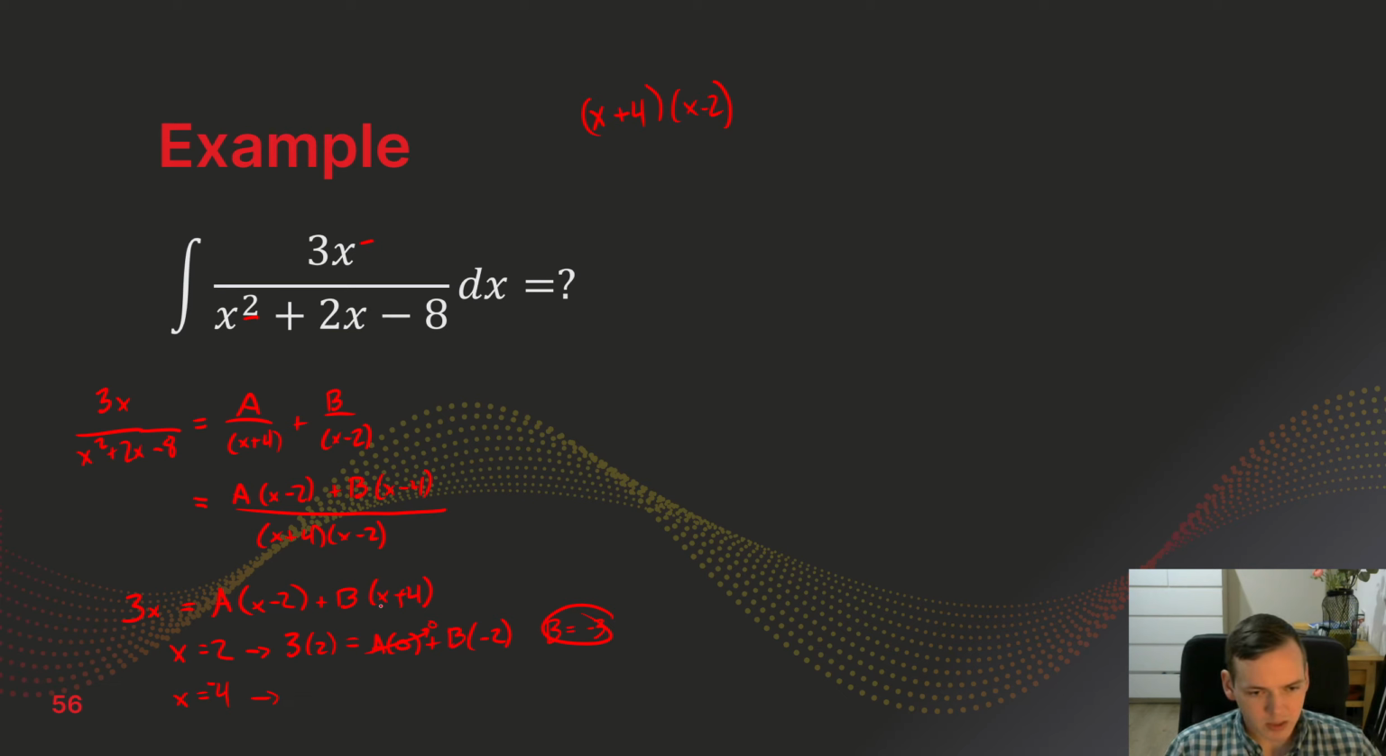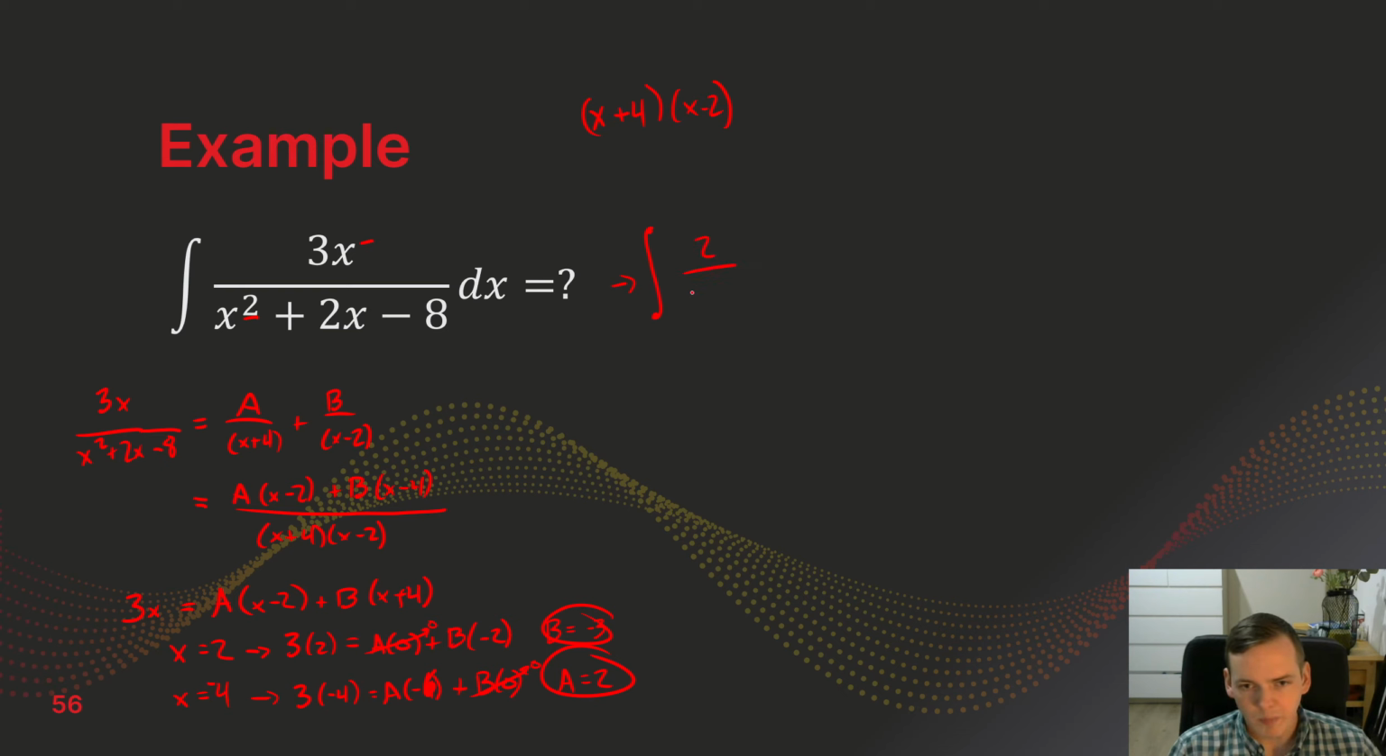Okay, so it's x plus 4, which means we want to pick negative 4 to get rid of the B term. So if it's negative 4, we get 3 times negative 4 equals A times negative 4 minus 2, so that will be negative 12 equals negative 6A, plus B times 0, and that will give us A is equal to 2.